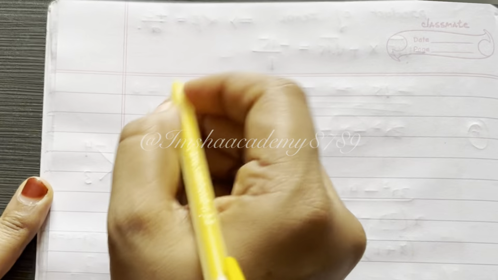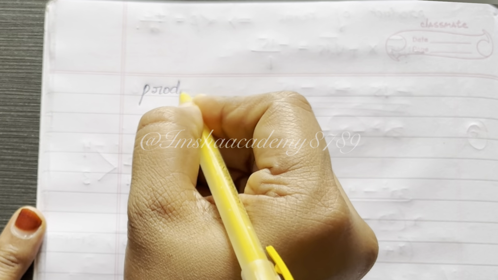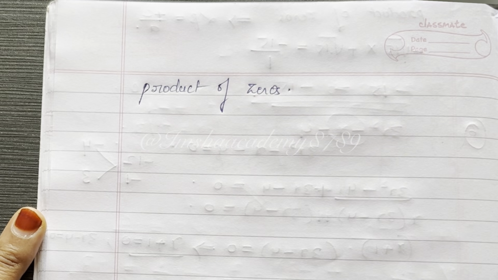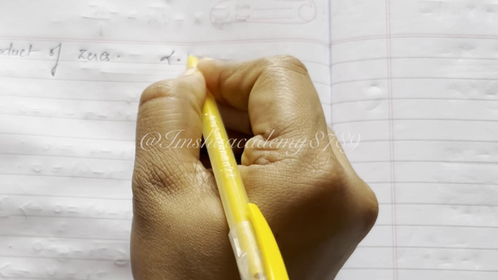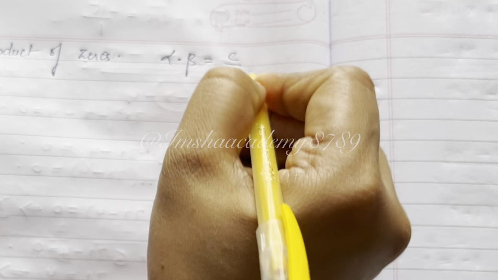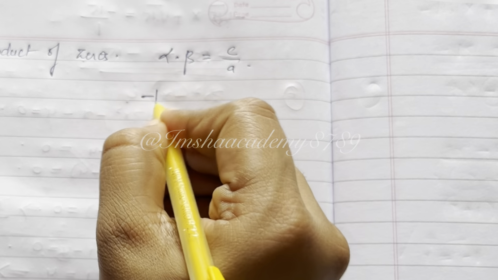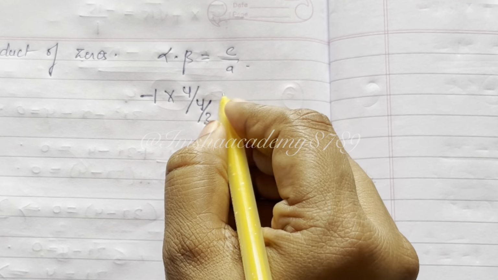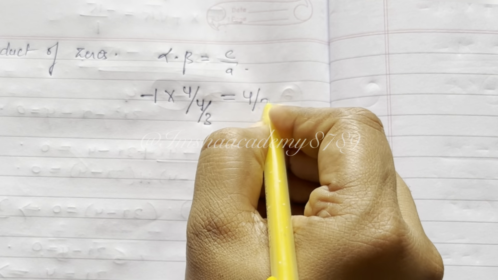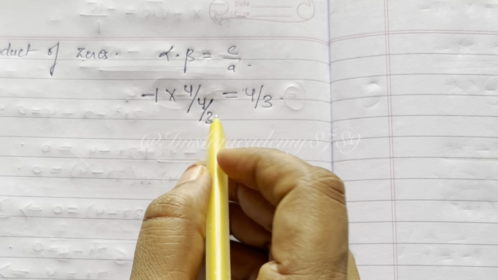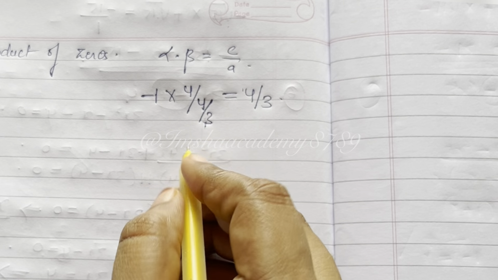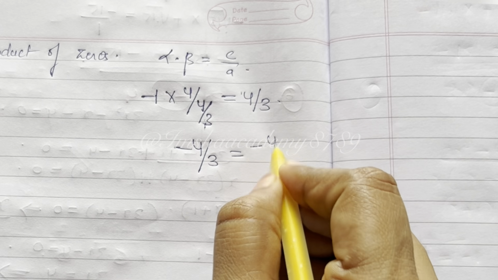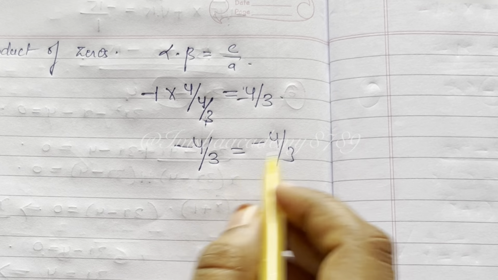Product of zeros. Alpha into beta is equal to c by a. So minus 1 into 4 by 3, when we solve it, we will get minus 4 by 3 is equal to, here also it is minus 4 by 3. Okay.